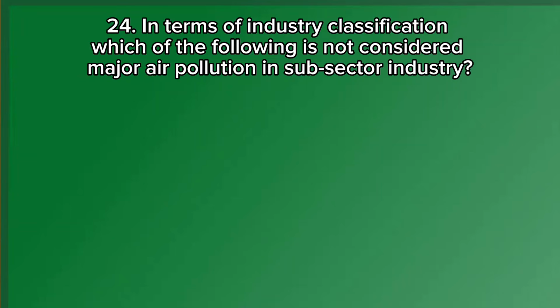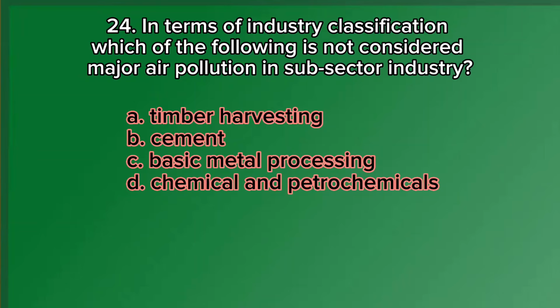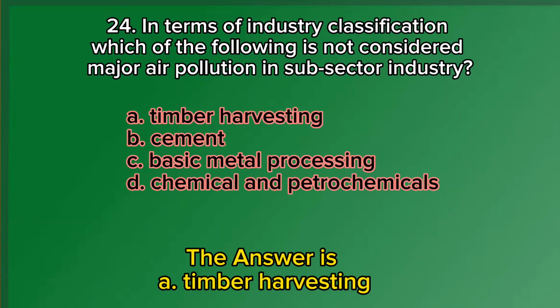24. In terms of industry classification, which of the following is not considered major air pollution in subsector industry? A. Timber harvesting. B. Cement. C. Basic metal processing. D. Chemical and petrochemicals. The answer is A. Timber harvesting.